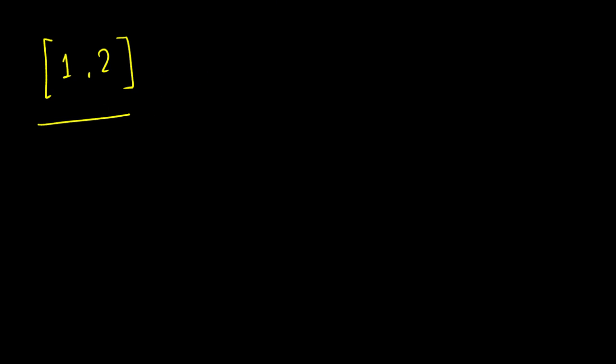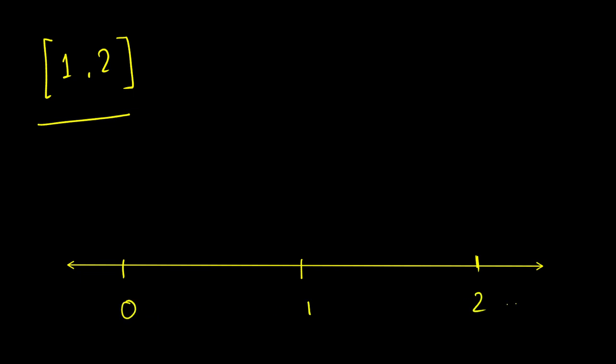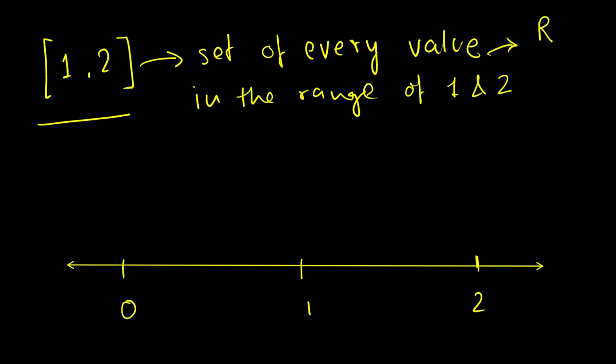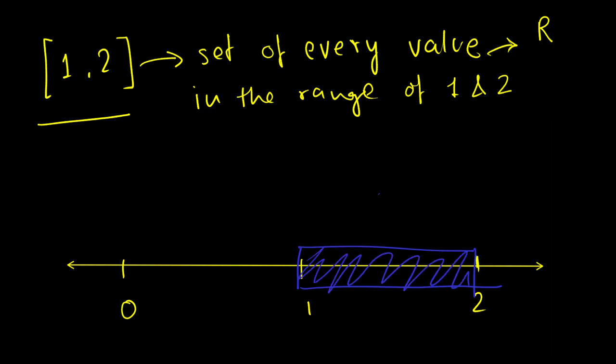What this represents is that if you had, suppose, a number line, and this is 0, and this is 1, and this is 2, and so on. What this represents is a set of every value, that is, every real number in the range of 1 and 2. That means every real number between 1 and 2, that includes 1.0001, 1.1, 1.2, 1.3456, and so on. Every real number, that means this set will be infinite, right? This set will be infinite.